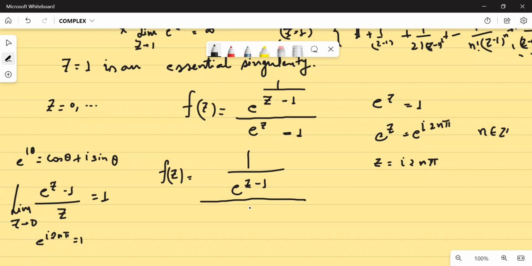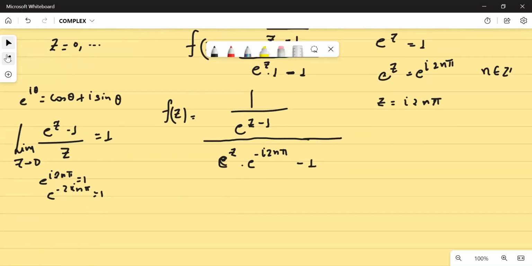What to do with e raised to power z minus 1? Just play with it. You just write e raised to power z into e raised to power minus iota 2n pi. Why I'm doing it, I'll explain. Does anybody have any problem till now? See, e raised to power iota 2n pi is 1, so e raised to power minus iota 2n pi would also be 1. So there's no problem. I'm just multiplying it with 1 and instead of 1, I'm writing this. Any issues? Standard 11, 12, you've gone through all these kinds of manipulations, and that is what I'm doing.